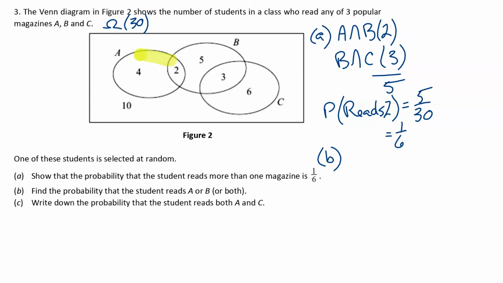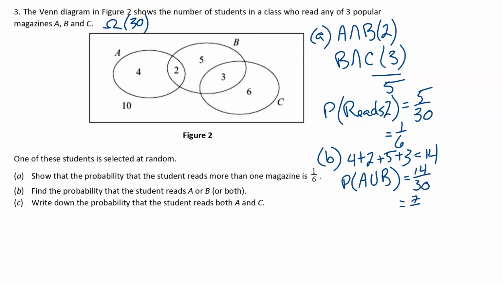So we're looking for all the students who read A, or they read B, or they might happen to read both. So we're looking at everybody that falls within the yellow space. If we add up the number of those students, we've got 4 plus 2 plus 5 plus 3 for a total of 14 students. This would also be expressed as the probability of A union B, because what we just described there, of everything that's in A or it's in B, is the union. So the probability of A union B is 14 out of the total sample space of 30, which can also be reduced down to 7 out of 15.